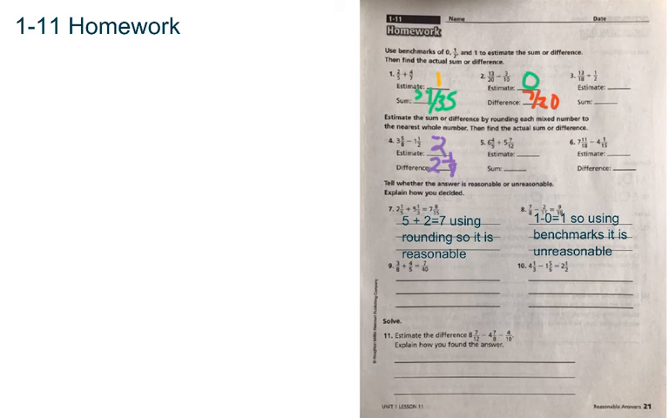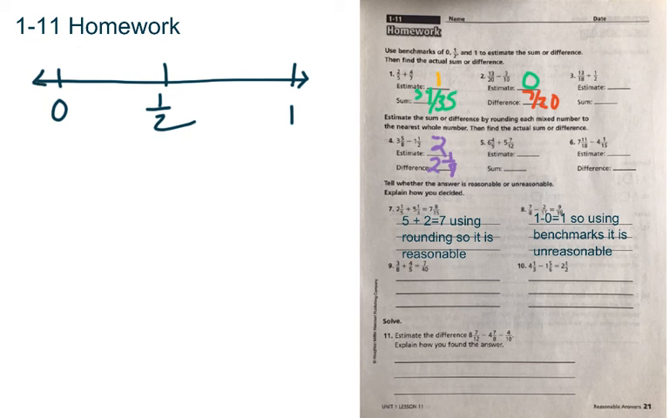And so when we look at number 11, it says estimate the difference 8 7/12 minus 4 7/8 minus 4/10 and explain how you found the answer. Well, we're going to use the benchmarks of 0, 1/2, and 1 like we did in the beginning, to help us estimate. We know that our first number, 8 7/12, okay, 8 7/12 is really close to 8.5.